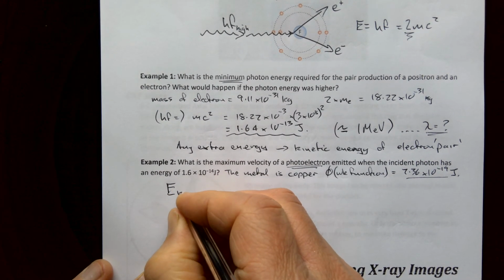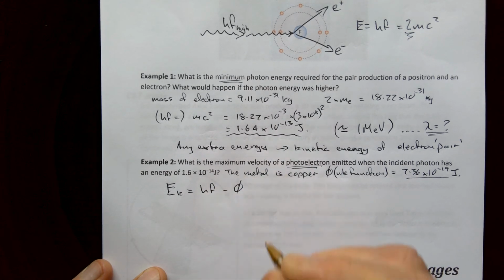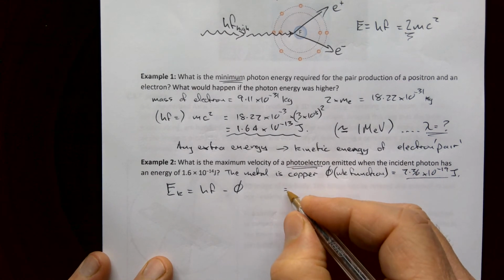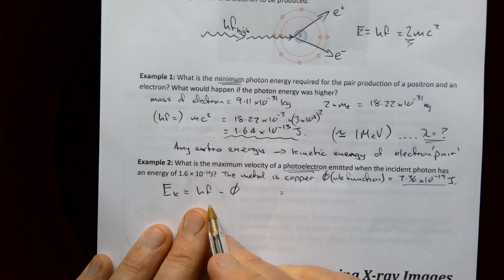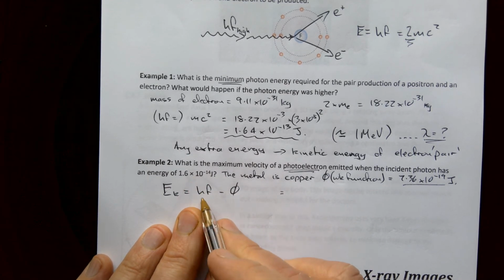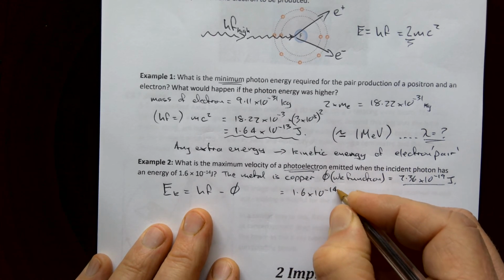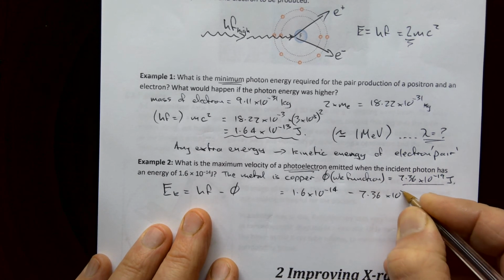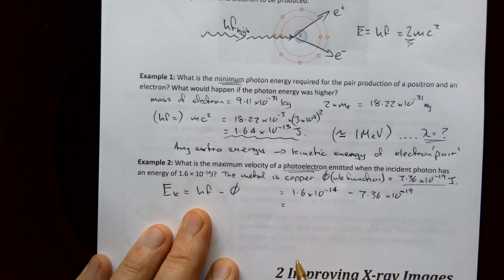So, kinetic energy, well, it's going to be hf minus phi. I've just rearranged it in one go straight away. So what we end up with is, well, again, just be careful you don't jump in with both feet. So that is the energy of the photon. So 1.6 times 10 to the minus 14 subtracts that 7.36 times 10 to the minus 19, and you're going to end up with something fairly about that scale.